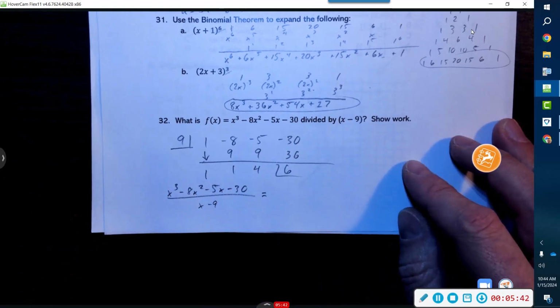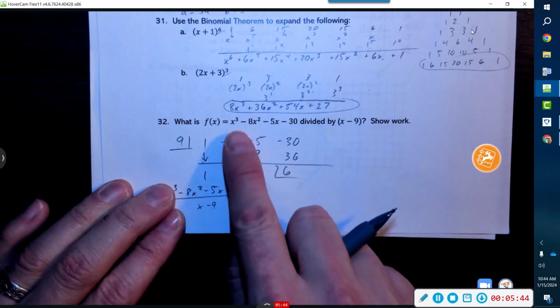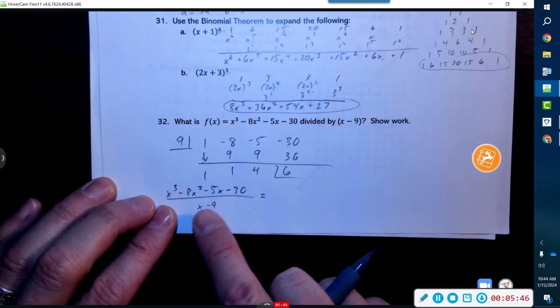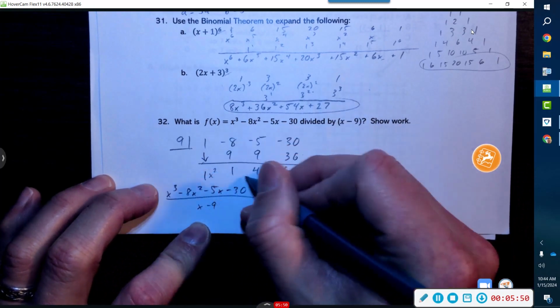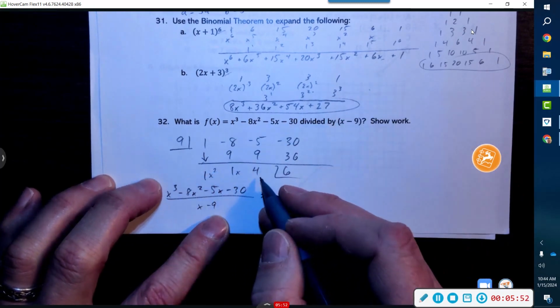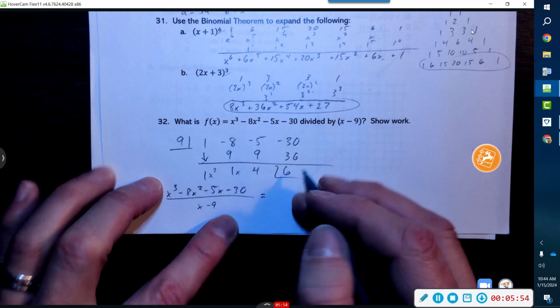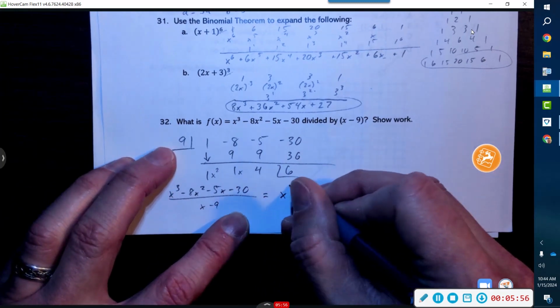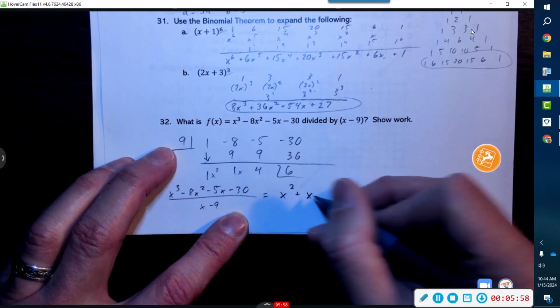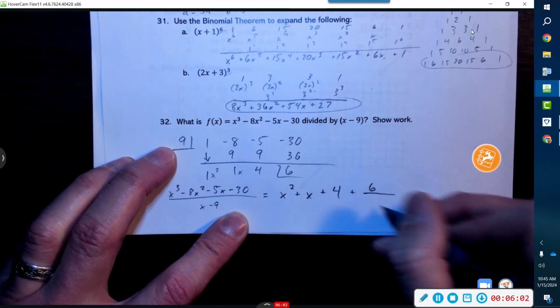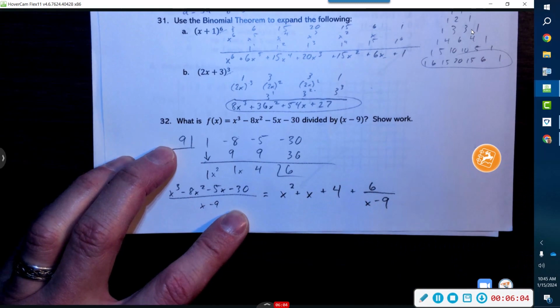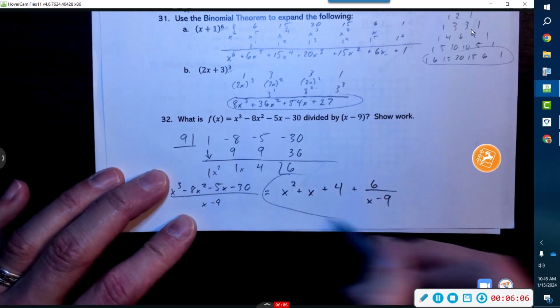Okay, I took this cubic divided by this polynomial, and I'm going to get a quadratic. This guy's x squared and x, here is just the constant term, and then he is a remainder. So you've got to remember what we do with the remainder. We simply tack it on like that. Okay, this is our final answer.